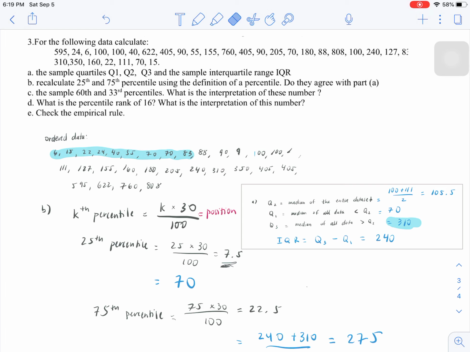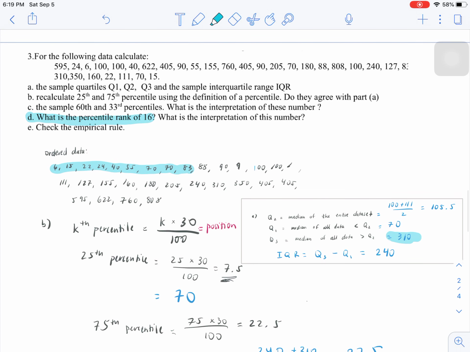Okay, let's now move to Part D. Part D asks, what is the percentile rank of 16? In other words, at what percentile is the number 16 in our data set? And how do we interpret that?